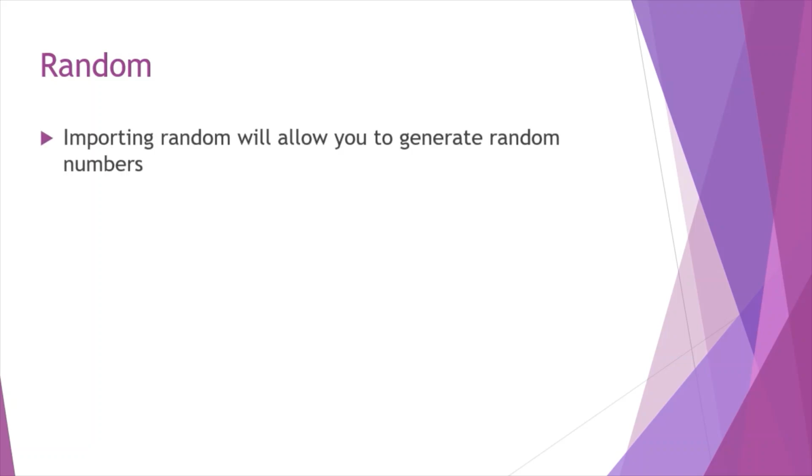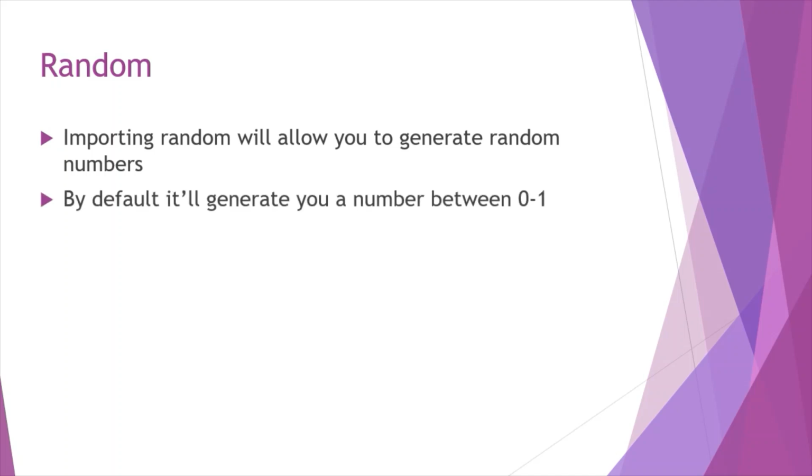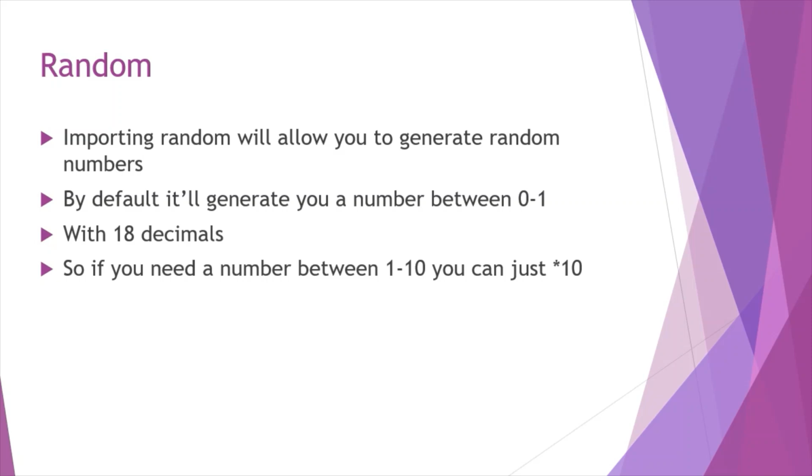So a little bit about random, and this is kind of related to math, I suppose. Importing random will allow you to generate random numbers. By default, it will generate a number between 0 and 1 with about 18 decimal places. Obviously, you don't often need all the decimal places. So if you need a number between 1 and 10, you can just times it by 10 and then use a math.floor or a round or whatever at that point.